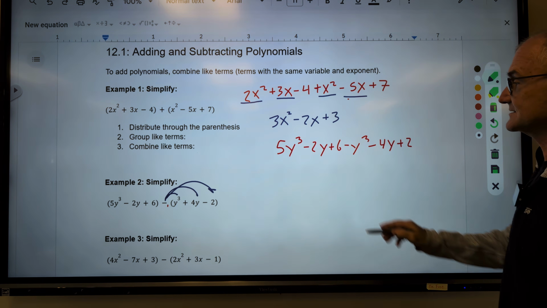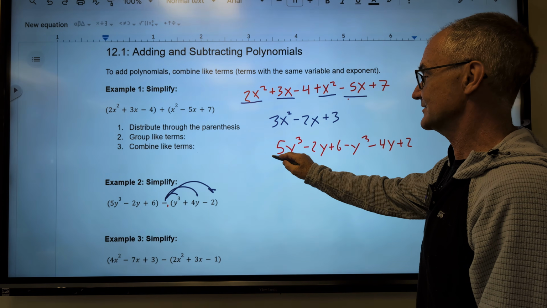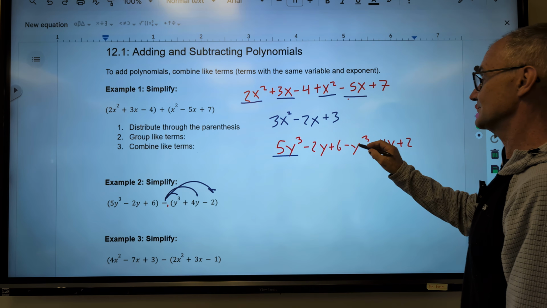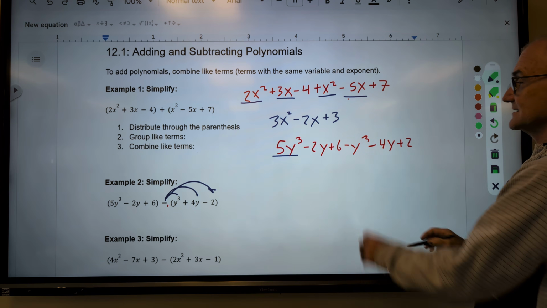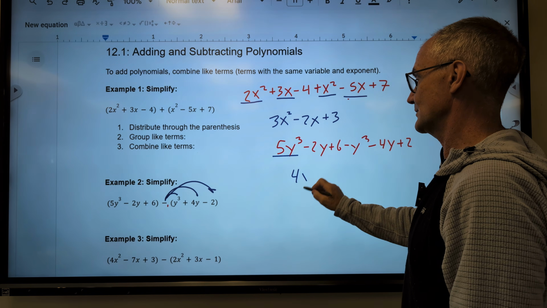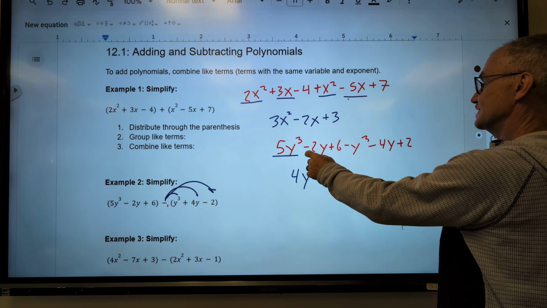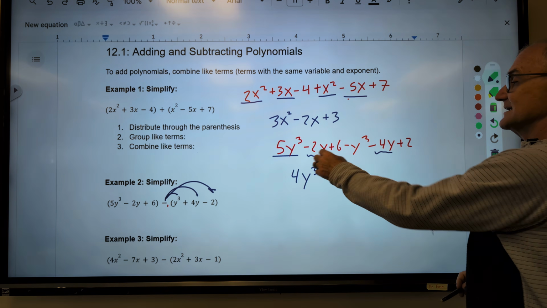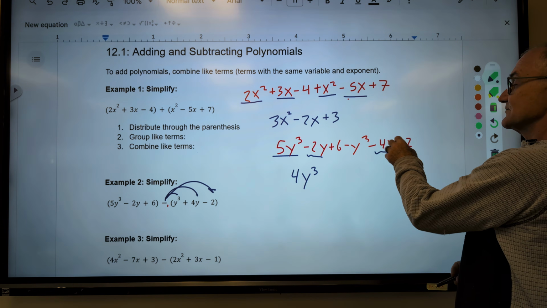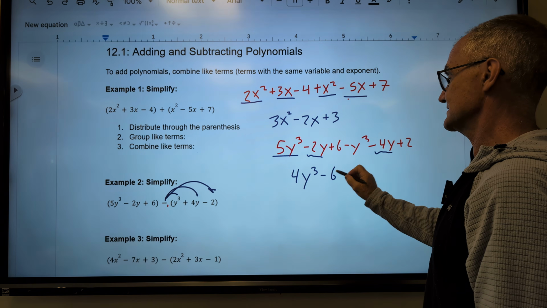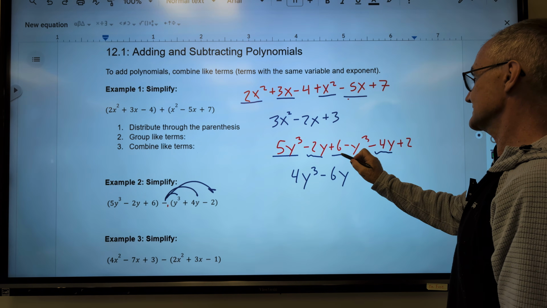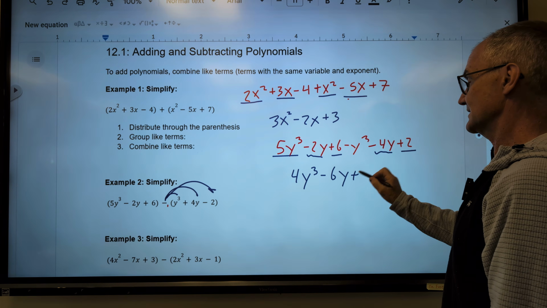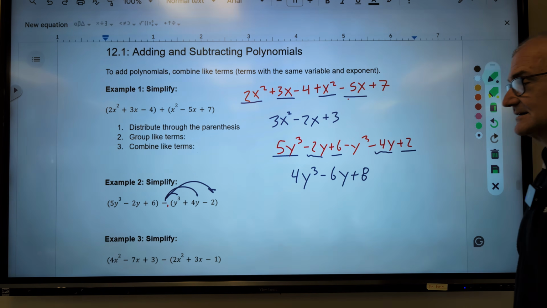From there, I'm combining similar terms. I have 5y to the third minus one of these things, so that gives me 4 of those things, 4y to the third. Negative 2y minus 4y. So I got negative 2 of these y's minus 4 more of them, negative 6y, plus 6 plus 2 plus 8. So that's my solution there.